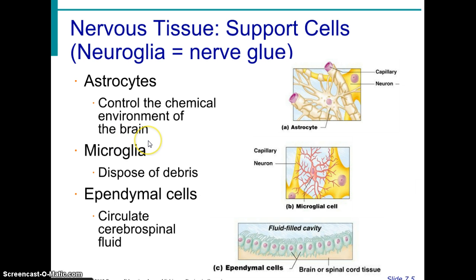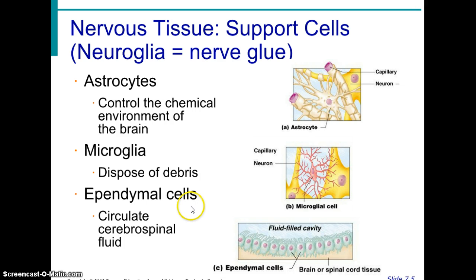The second category of support cells are the microglia. And microglia are kind of spider-shaped cells here, again, within and between the neurons. And the role of these cells is really to dispose of debris. So disposing of bacteria, for instance, that might find their way somehow into those spaces between nerve cells. So they're phagocytes.